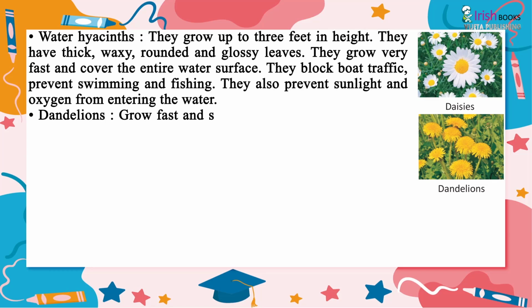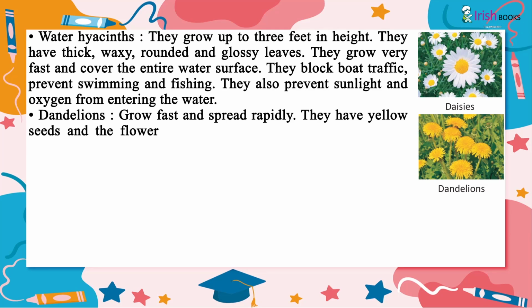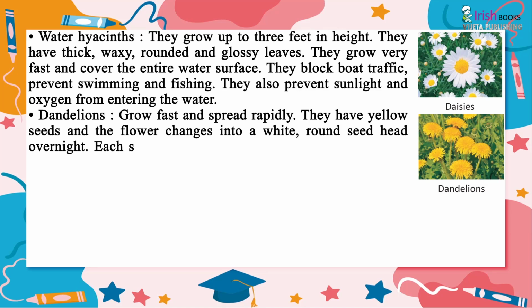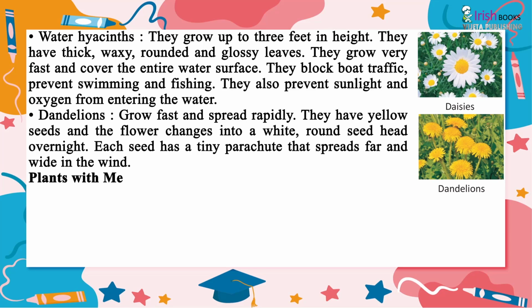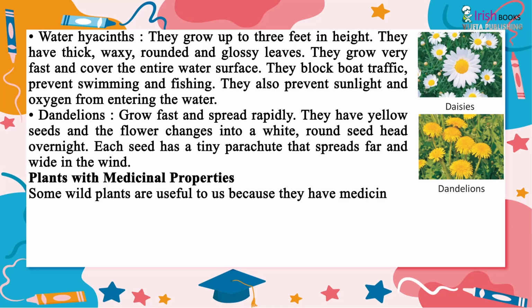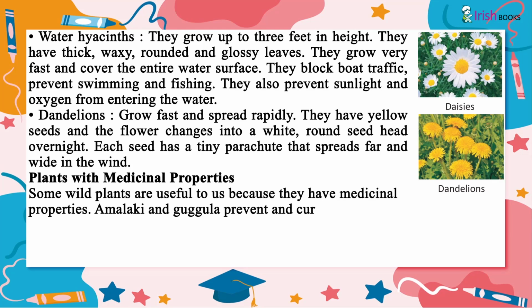Dandelions grow fast and spread rapidly. They have yellow seeds and the flower changes into a white, round seed head overnight. Each seed has a tiny parachute that spreads far and wide in the wind. Plants with medicinal properties. Some wild plants are useful to us because they have medicinal properties.